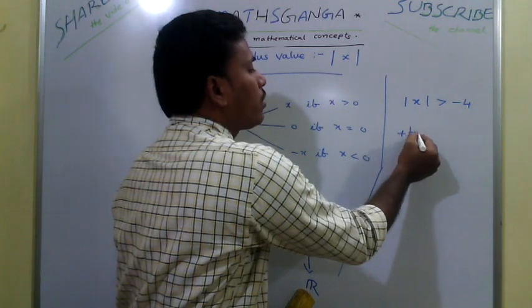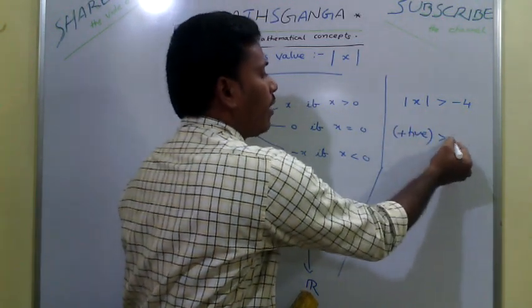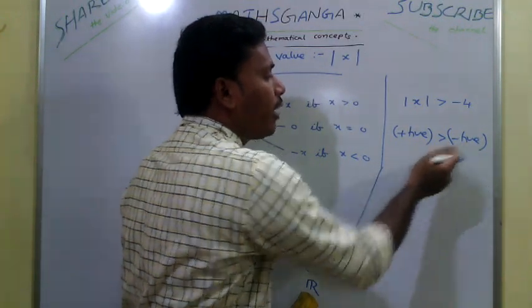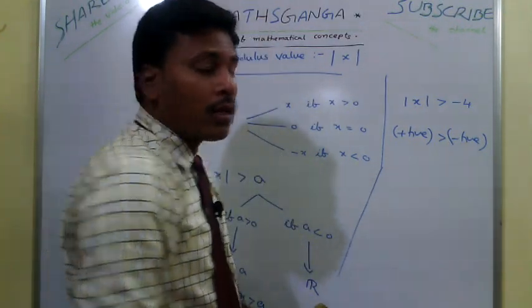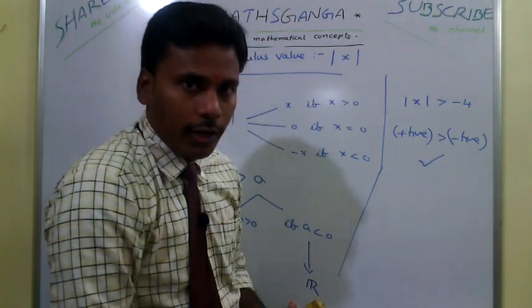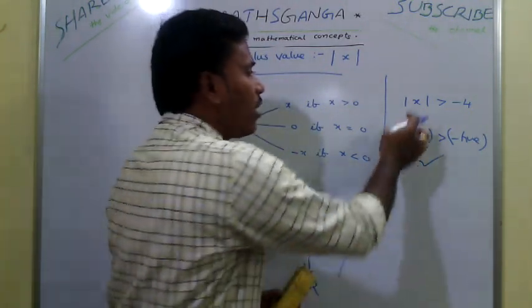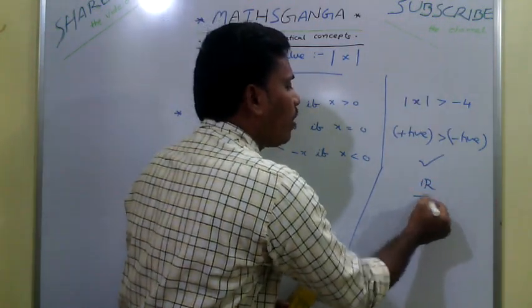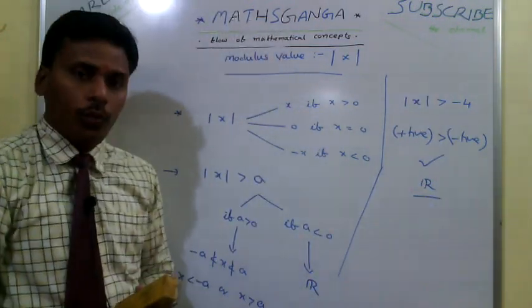This mod x value is positive, and minus 4 is negative. A positive value is always greater than a negative value. So for this case, take any value in the place of x, it satisfies the inequation. So all the real values are the solutions for this inequation.